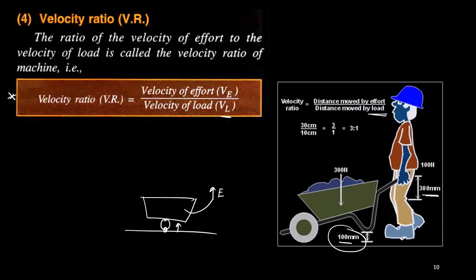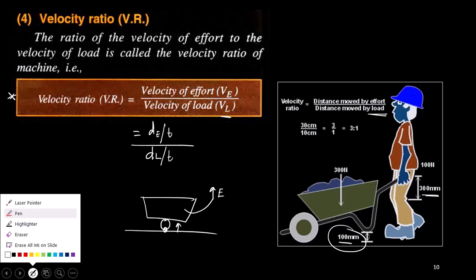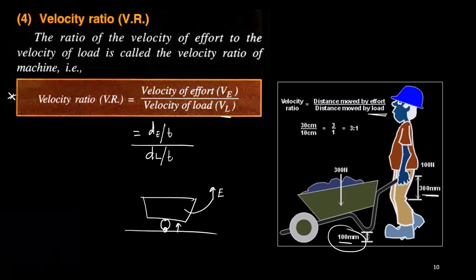So velocity of effort is nothing but the displacement of the effort end per unit time. Similarly, the displacement of the load end per unit time. Ultimately, it gives a ratio of displacement of the effort end divided by displacement of the load end. That will give the velocity ratio. So velocity ratio is a ratio which is often defined whenever I want a machine which is acting as a velocity multiplier.